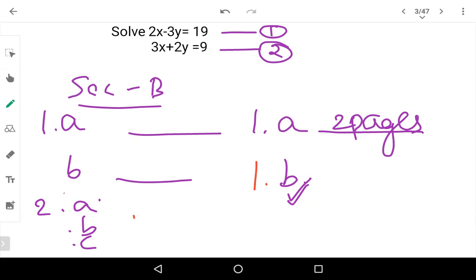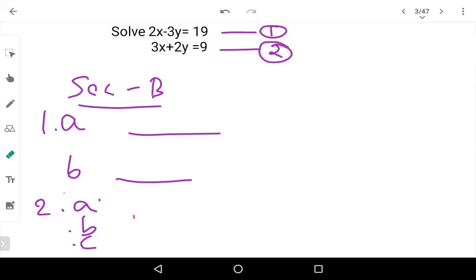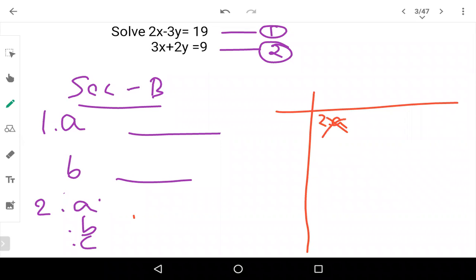Okay, and next, suppose you're answering 2A, 2B, 2C. And one more thing you have to understand is, the paper will have a margin. Your answer sheet is a booklet, it will have a margin. Don't write your question numbers after the margin. No, don't write it like this. There is a margin given.